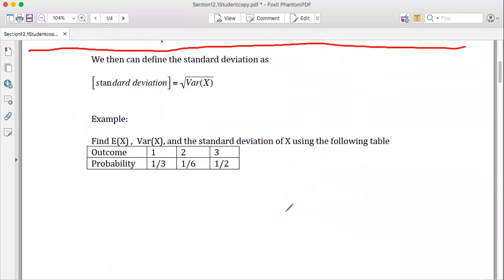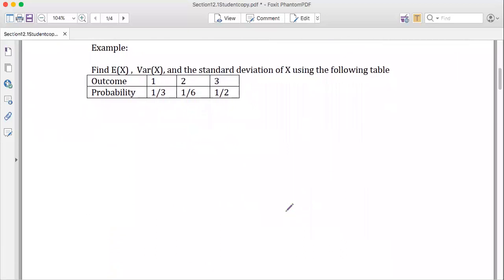Let's take a look at a first example. Here we have a probability table, and I want to compute the expected value, the variance, and the standard deviation of my discrete random variable x using the following table. And here I have the different outcomes and their respective probabilities. The outcomes are 1, 2, and 3, and the corresponding probabilities are 1/3, 1/6, and 1/2. Now this means that the likelihood that outcome 1 happens is a 1/3 likelihood. The outcome 2 occurs with probability 1/6. And the likelihood that outcome 3 occurs, well, that is probability 1/2.